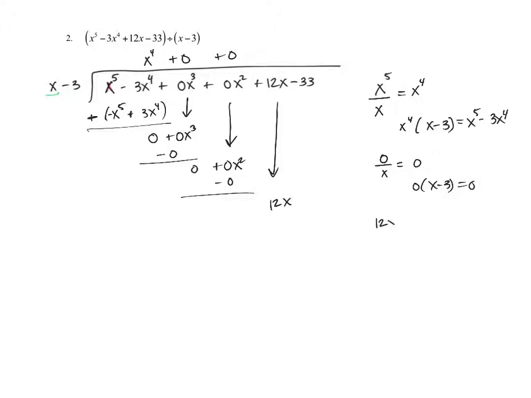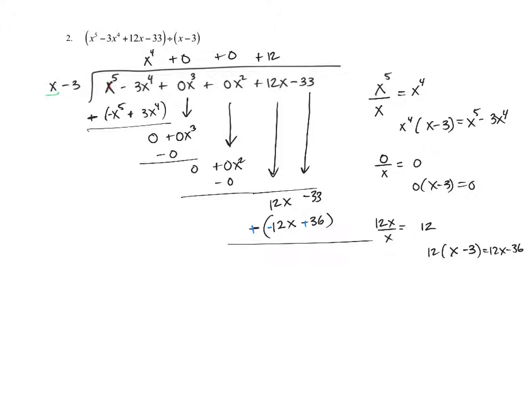Then we take our 12x, divide that by the leading term of the divisor, and you get 12. Take that 12, multiply it by the divisor, so you'd get 12x minus 36. Carry down your minus 33, and we're going to subtract that whole thing. That means add the opposite. So then -33 plus 36 would give us a +3. These add up to 0. So we've got a remainder. There's our remainder.